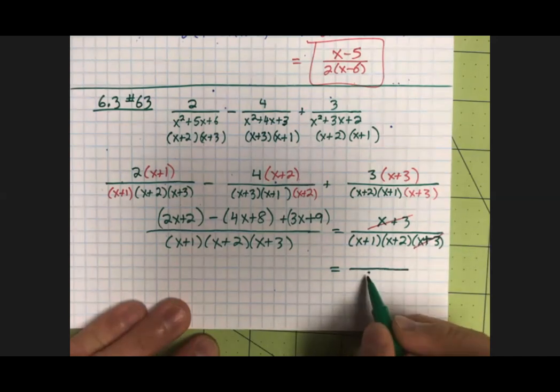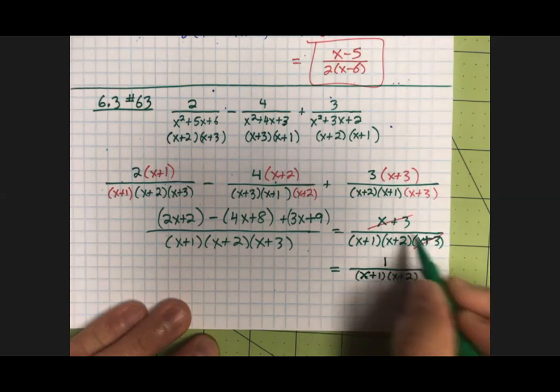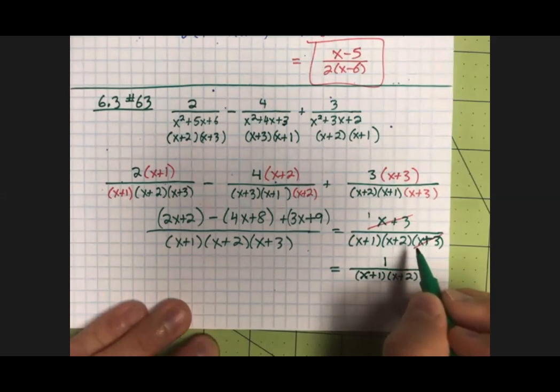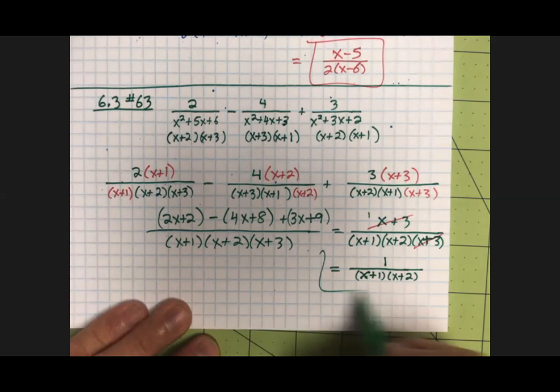The answer in the end came out really kind of short and sweet. x plus 1 times x plus 2, 1 divided by that. Remember, when you cancel the x plus 3, there is technically a 1 left up here. You're crossing them out. Okay, so here's the final answer.